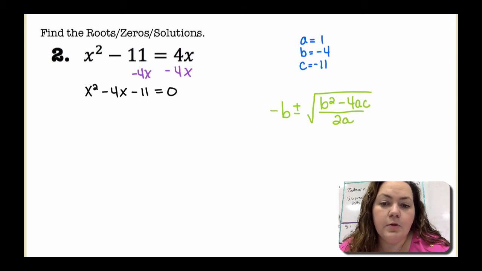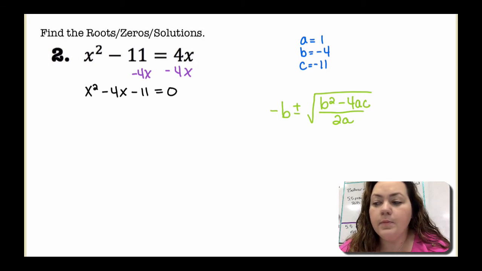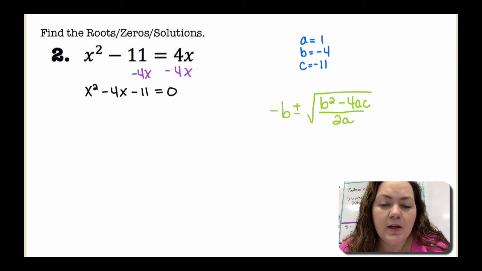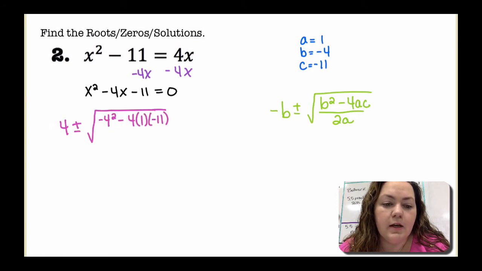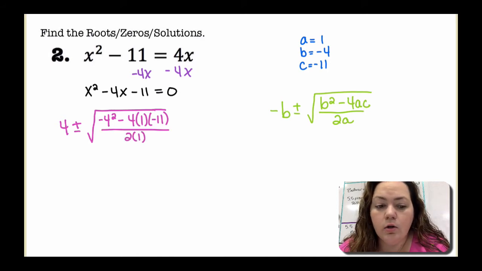I'm going to again use the quadratic formula: negative b plus or minus the square root of b squared minus 4ac all over 2a. So I'm going to plug that in. Negative b, well, b is already a negative, so negative negative 4 becomes positive 4. Then plus or minus the square root of b squared, so that's negative 4 squared, minus 4 times a, which is 1, times c, which is negative 11, all over 2a, so 2 times 1.